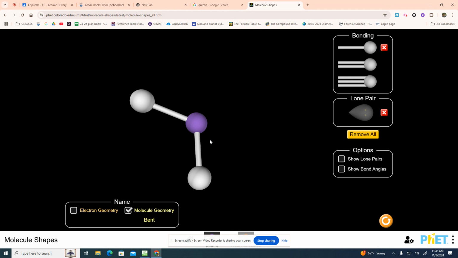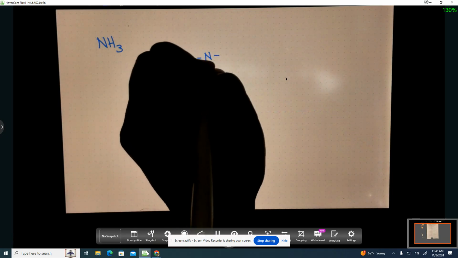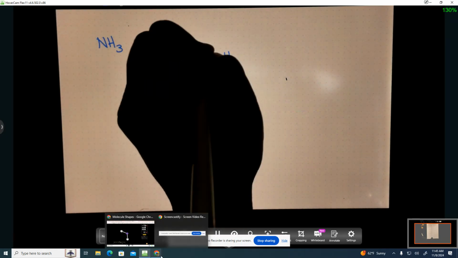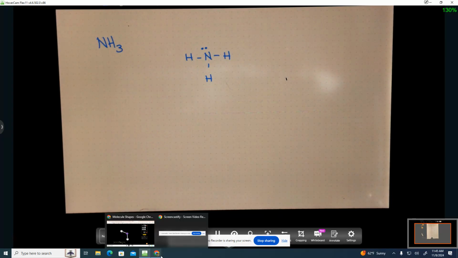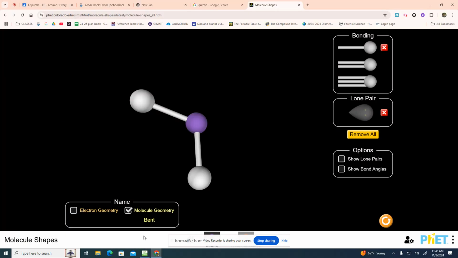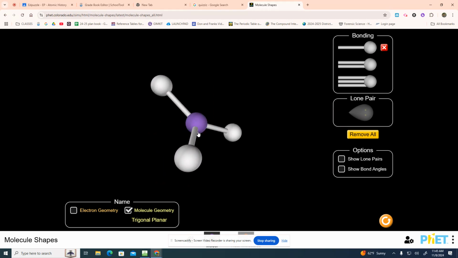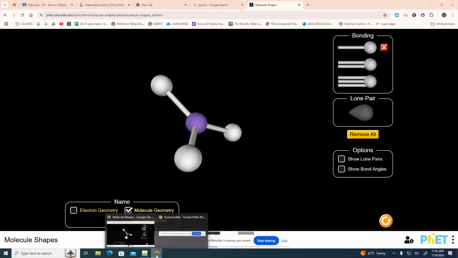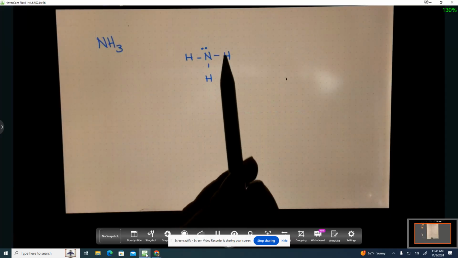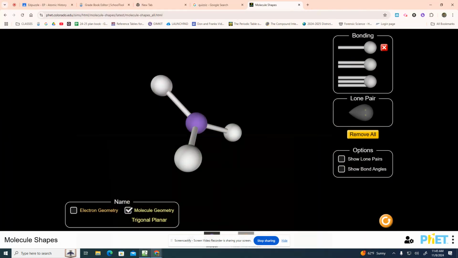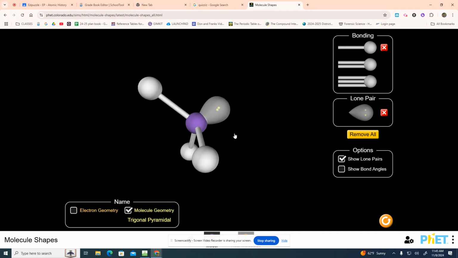The next one's going to be ammonia. Ammonia, NH3, is going to look like this. Nitrogen with 3 hydrogens on it. And that nitrogen has a pair of electrons up there. So if we go back to this, let's build it. Okay, remove everything. We've got 3 on there. However, if you look at nitrogen, do you see how you have this non-bonding pair of electrons here? What do you think that non-bonding pair of electrons is going to do? Push them all out of the way.